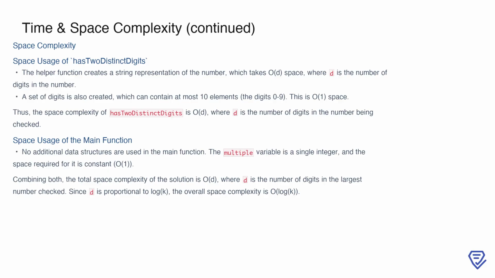For the main function, no additional data structures are used. The multiple variable is a single integer, so it requires constant space, O(1). Altogether, the total space complexity of the solution is O(d), which is proportional to log k, as the number of digits in the largest number checked is approximately O(log k). Thus, the overall space complexity is O(log k).